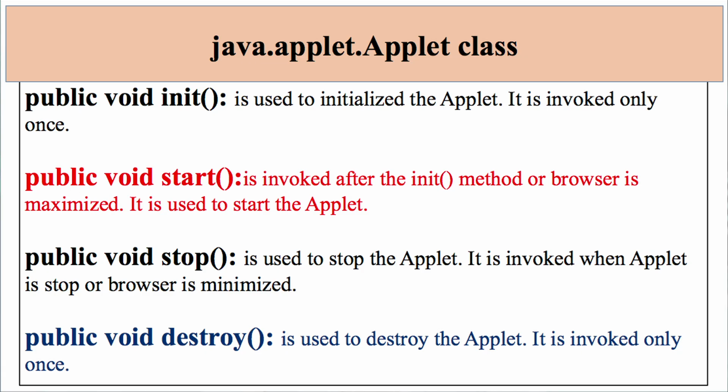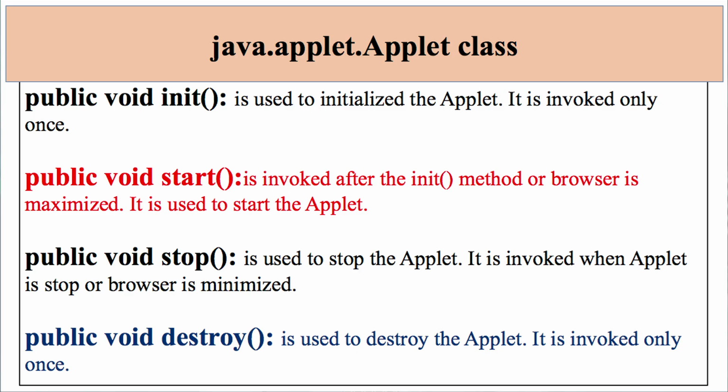Again, individually, if you look at the different functions, public void init is used to initialize the applet. It is invoked only once, and by this function the applet is born. And then we have the public void start function, which is invoked after the init method or when the browser is maximized. As the browser is maximized, this start function will automatically execute.